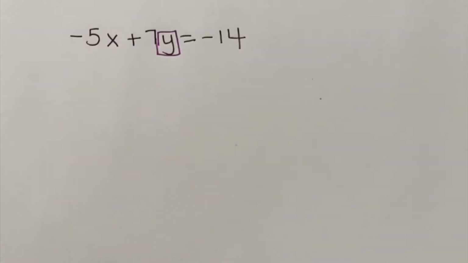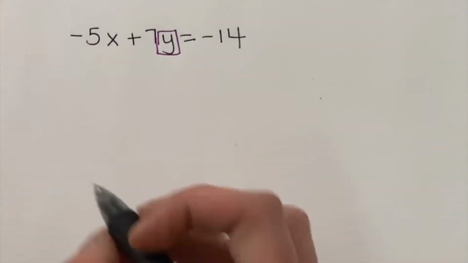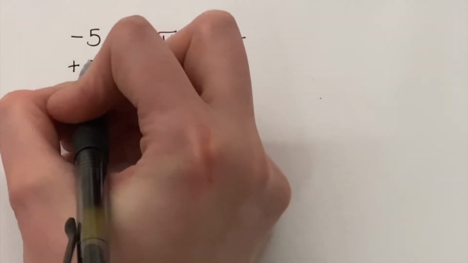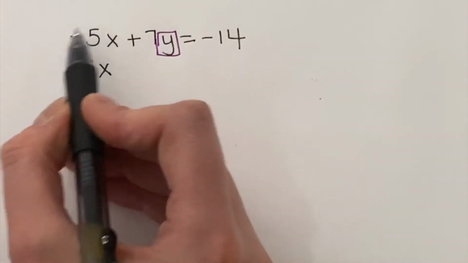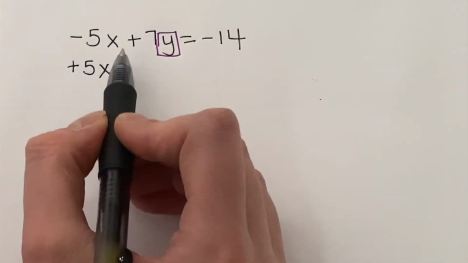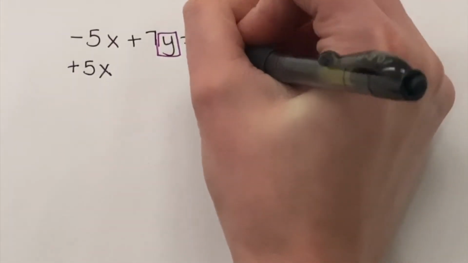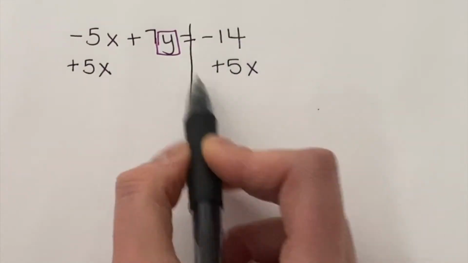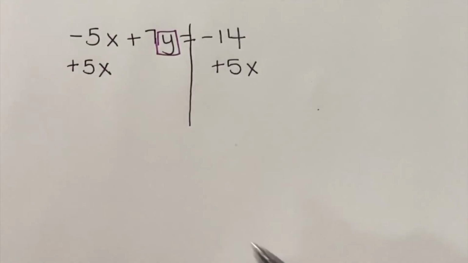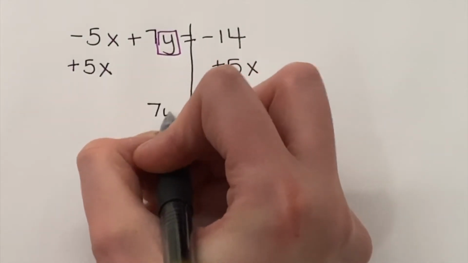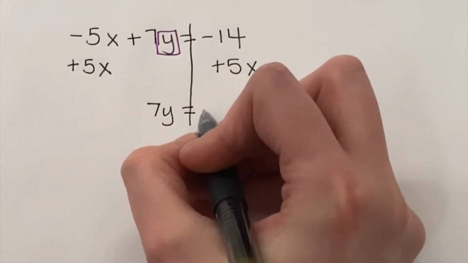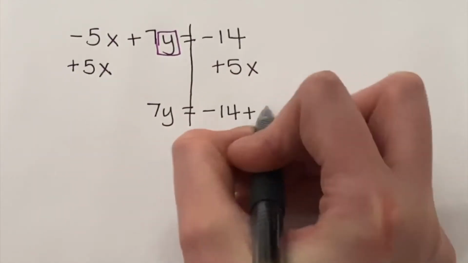So in order to do that, the first thing we're going to do is add the 5x to both sides. Because it's negative, in order to undo it, we're going to add it. So we're going to add the 5x here. These are not like terms, so we cannot combine them. So what we're left with is the 7y equals negative 14 plus 5x.